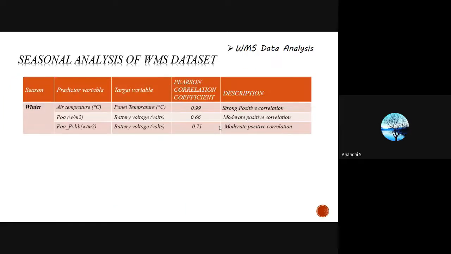And then this is the Pearson correlation coefficient I have calculated. For example, we can compare here POA in watt per meter square, which is from the plant data, versus battery voltage, which is 0.66. The description is nothing but moderate positive correlation. When we compare this for winter season POA from the PV library, it's also a moderate positive correlation. Just to understand the correlation, I've done this.